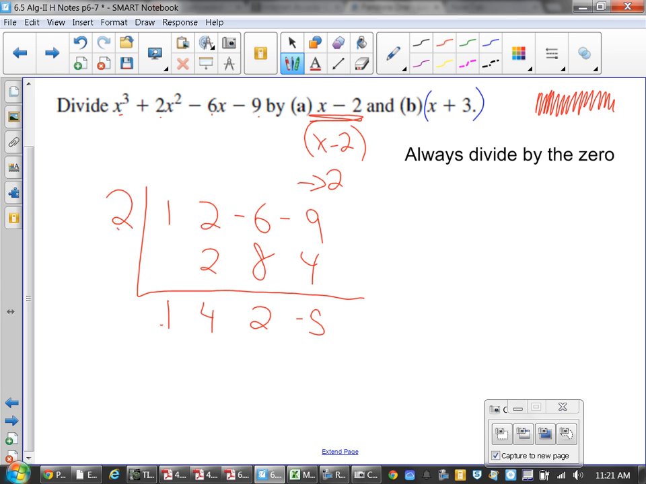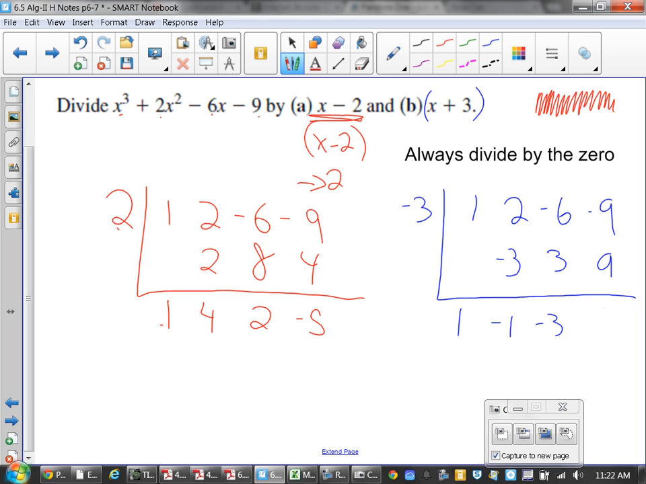So if x plus 3 is my term, now what's my 0? Negative 3. So we're going to do the same problem with the negative 3 out front. We're going to synthetically divide it here. We have 1, 2, negative 6, negative 9. You okay with that? Drop the 1, negative 3, negative 1, 3, negative 3, 9, and 0. No remainder.